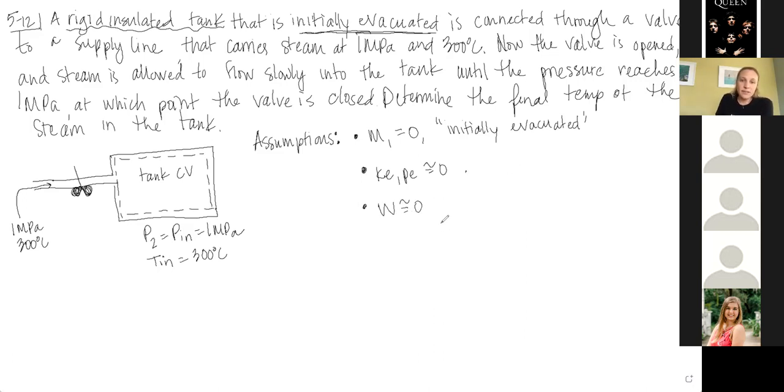And this is because we have a rigid tank. So there's no boundary work, there's no piston. There's also nothing that's in here about electrical work or turbine, shaft work, anything. And then insulated tank is telling us that it's going to be roughly adiabatic. We're going to have no exchange of heat. So this is given to us by the word insulated.